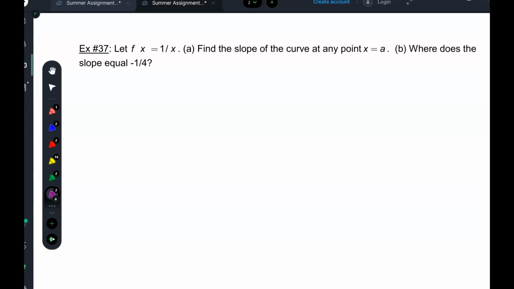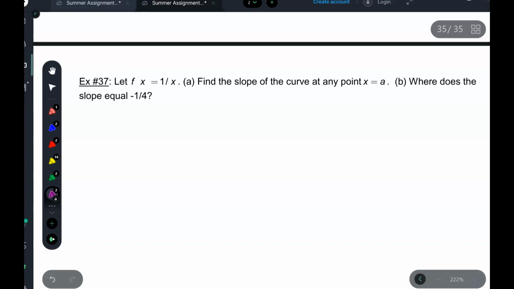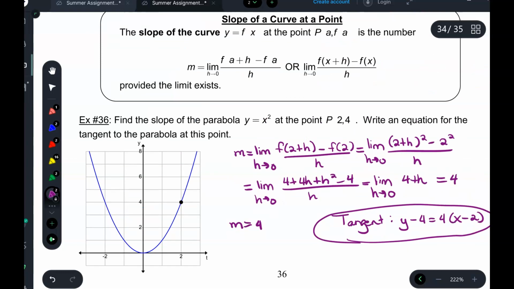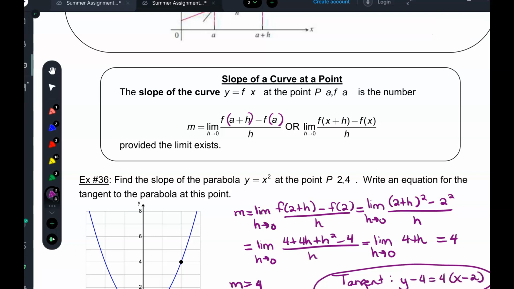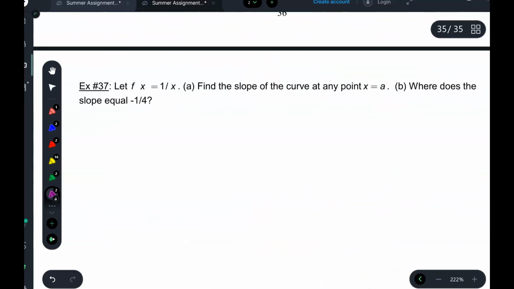Okay, so let's take a look at example 37. We have f of x is equal to 1 over x. Find the slope of the curve at any point x equals a. And then for part B, we're going to find out where does the slope equal negative 1/4. So if we go back to this formula here, that's essentially what we're looking to do here. So let me just write that down.